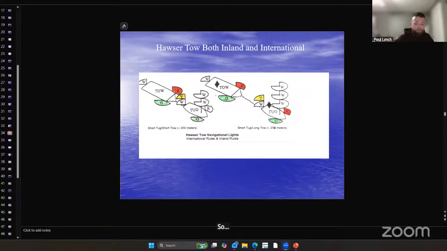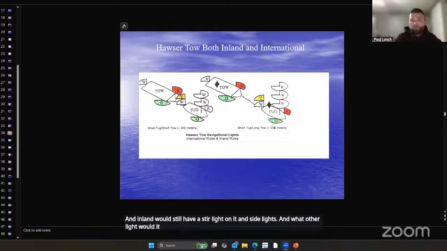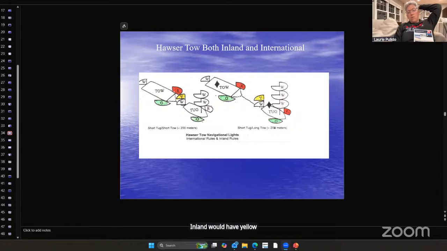If it was a pusher tow, would the tow have a stern light? No. Why? Because it would blind the captain. And that's in international waters and inland waters. But if it was a hip tow, even the tow itself in inland would still have a stern light on it and side lights. And what other light would it have on it? Inland would have a flashing yellow light.